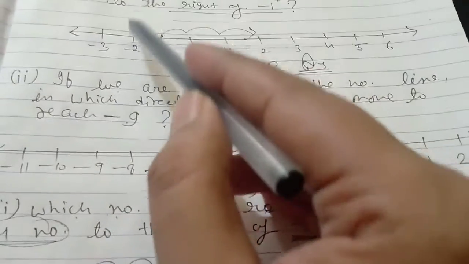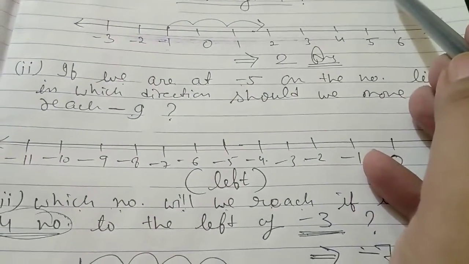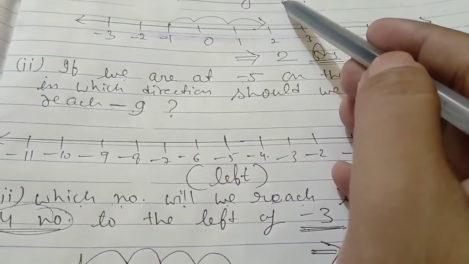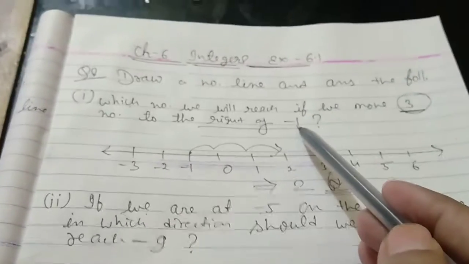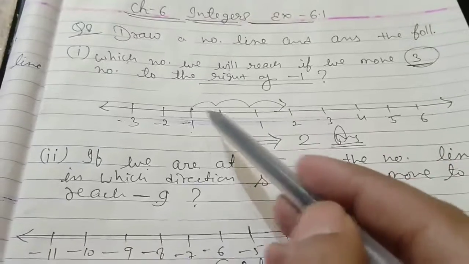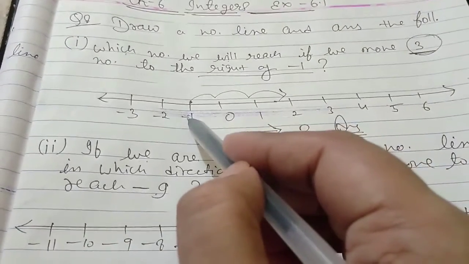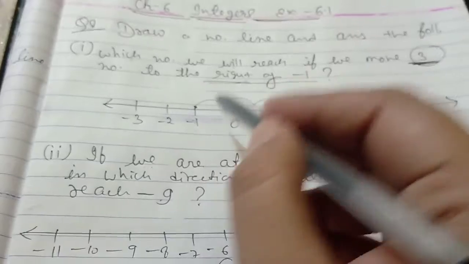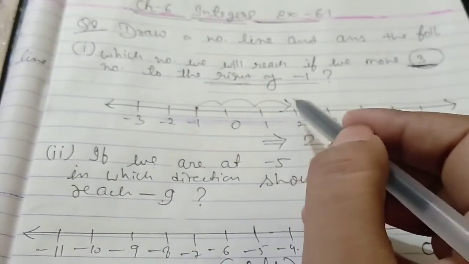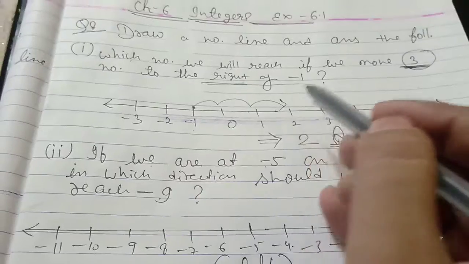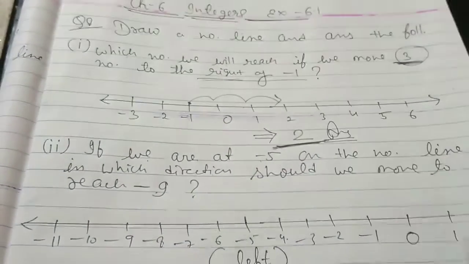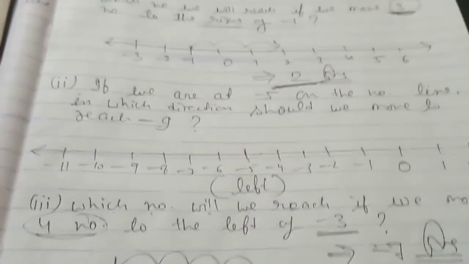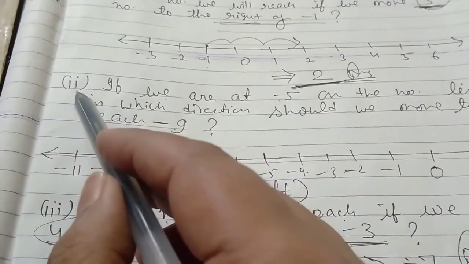Again I will tell you. The question was given, we have to move 3 steps right of -1. So first we reach -1, this is our position, and 3 steps. Remember, 3 steps. Which direction? Right side. This is the right side, so 1, 2, 3. After going 3 steps we have reached the number 2.